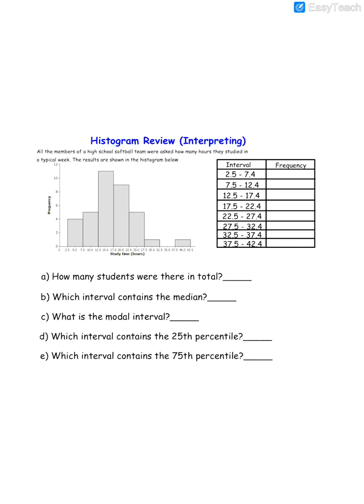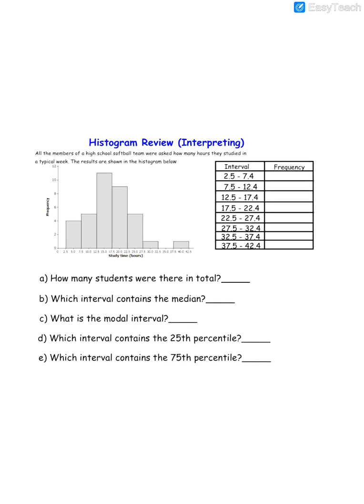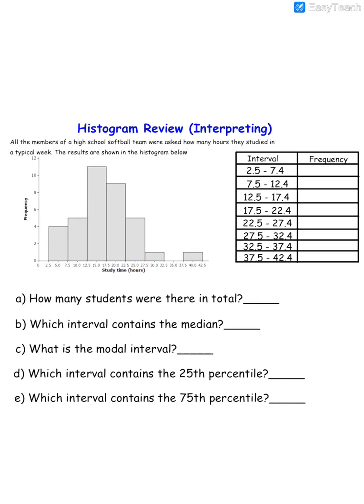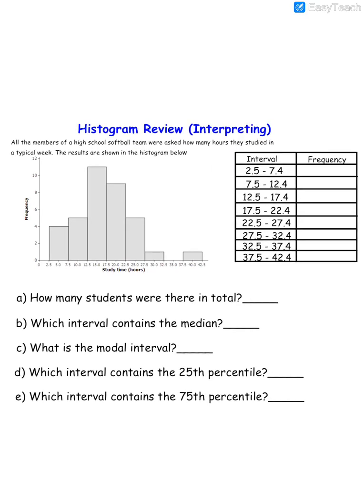So let's take a look at this. All right, I have to make this a little bit bigger. All the members of the high school softball team were asked how many hours they studied in a typical week. The results are shown in the histogram below. So what we need to do is take the information from our histogram and fill it in our frequency table.